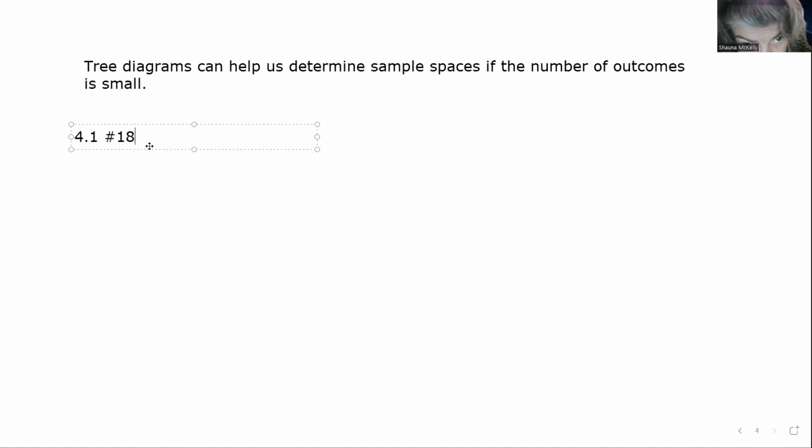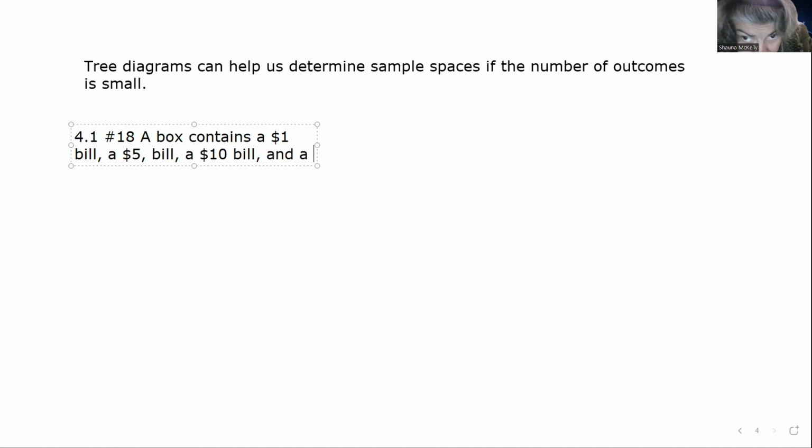Here's my problem. It says, a box contains a $1 bill, a $5 bill, a $10 bill, and a $20 bill.